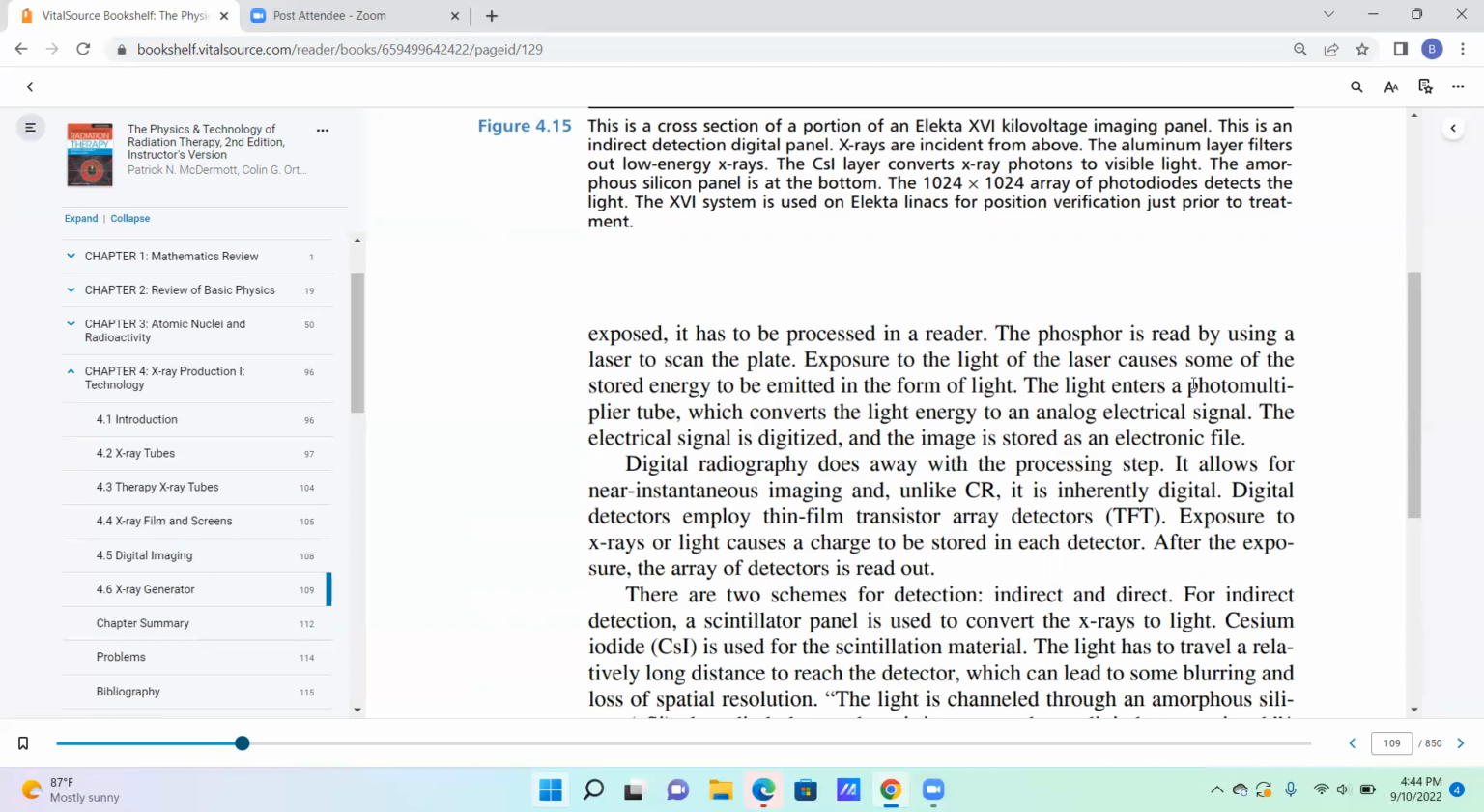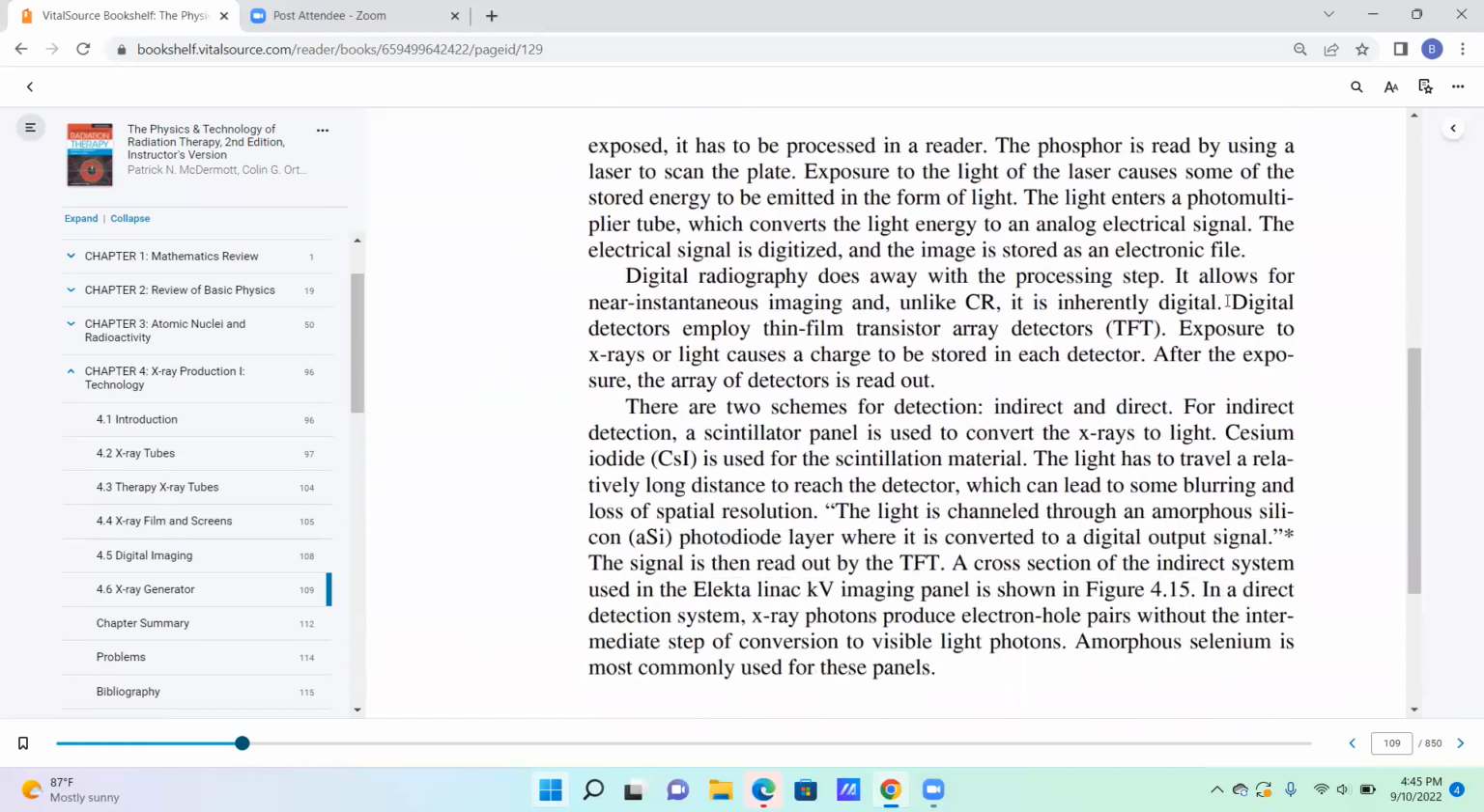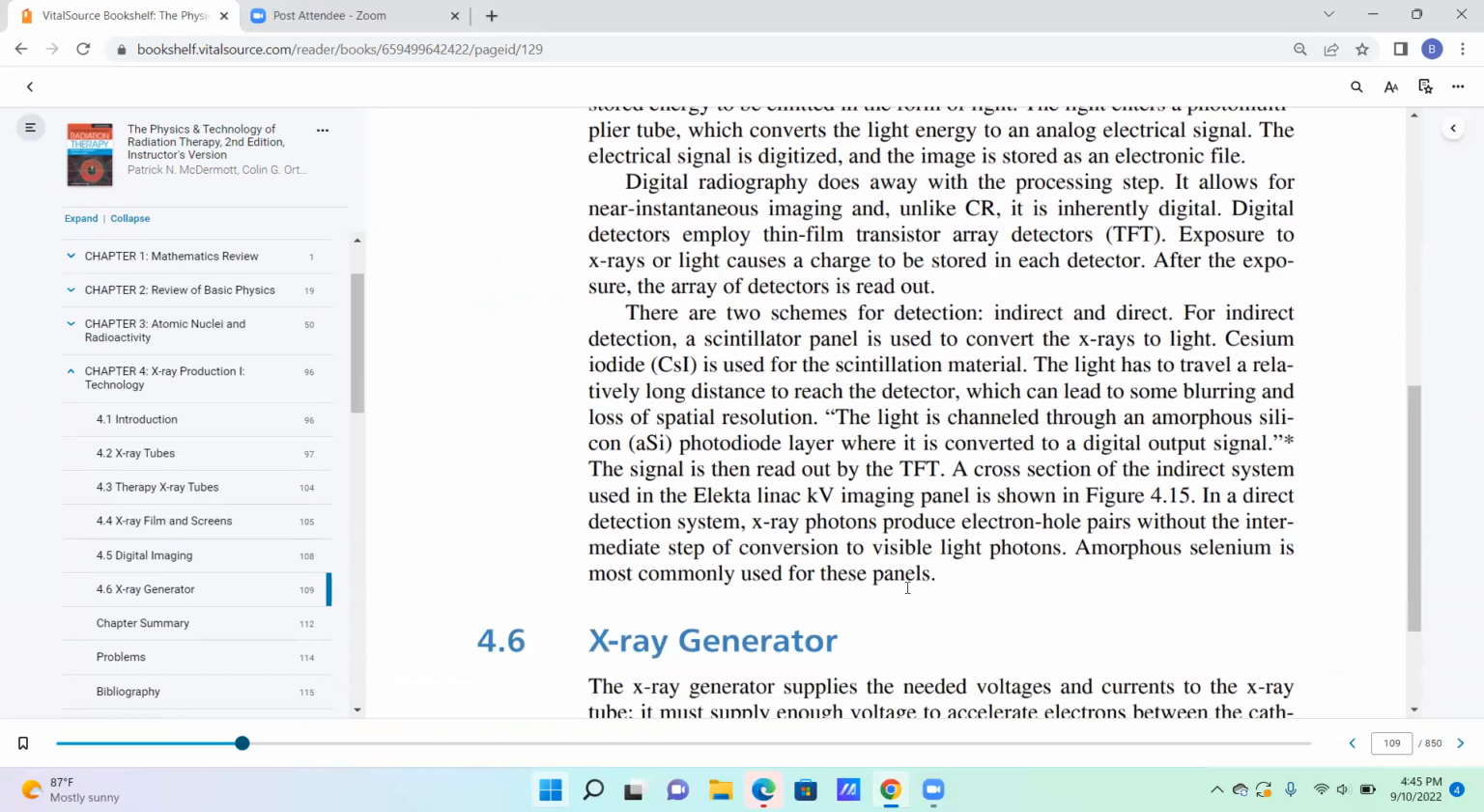And digital radiography does away with the processing step. Digital detectors employ thin film transistors, TFT, array detectors. Exposure to light causes a charge to be stored in the detector. After the exposure, the detectors are read out. So there are two schemes for detection, indirect and direct.